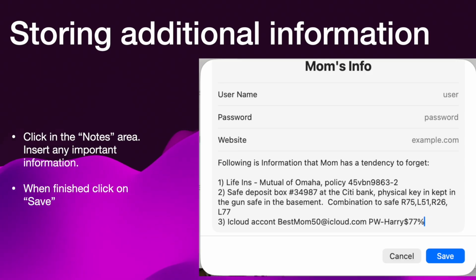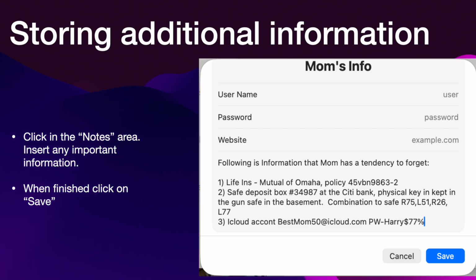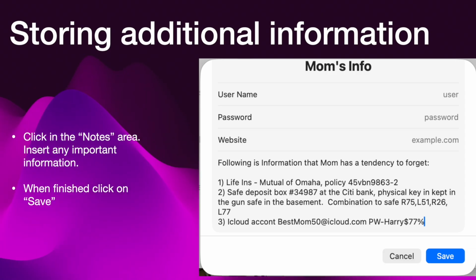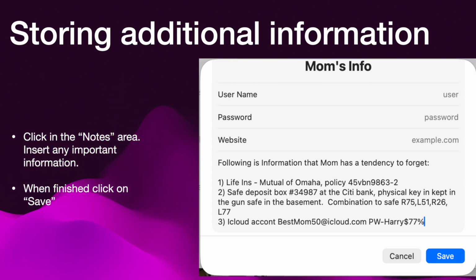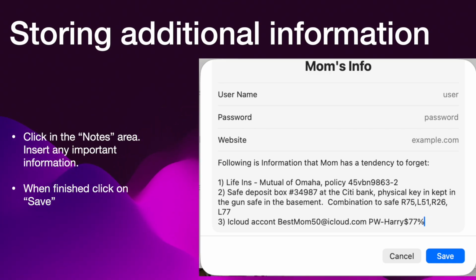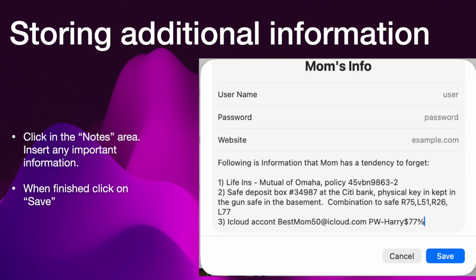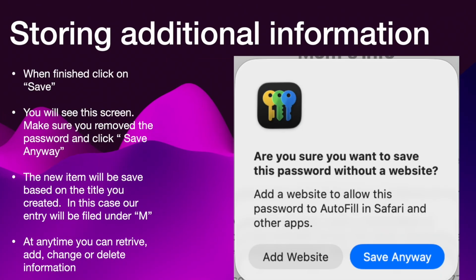3, the iCloud account. Sometimes the individual you want to save information for may not have an occasion to go into their Apple account too often. So in this case, I'm saving her iCloud account ID, which is bestmom50 at iCloud.com, and the password is Harry$77%. Once you put any information you want in here, and I haven't had occasions where it stopped me from putting in information, so I don't know if there's a limit, then you just click on save.